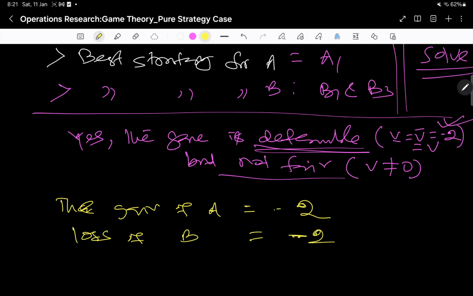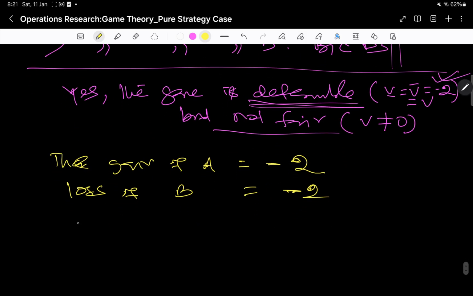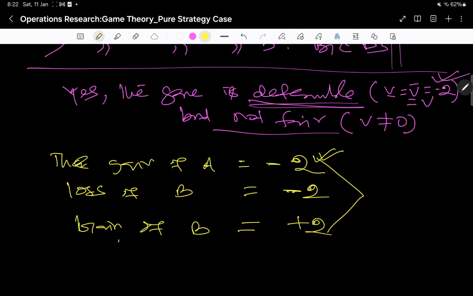If I ask you, what is the gain of B? The gain of B is the reverse of this, plus 2. Such that the net gain is here 0.